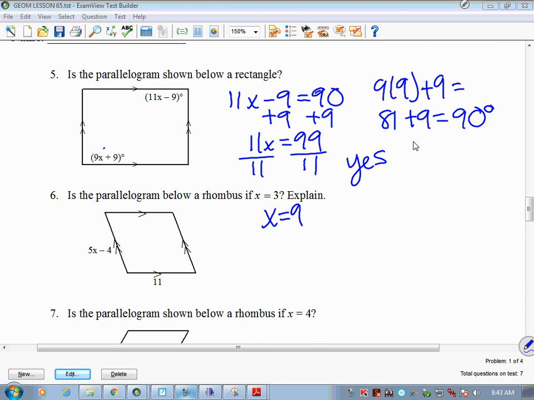And you could have done it the other way around. You could have said 9x plus 9 equals 90, subtracted 9, got the 81, divided by 9, got x equals 9, and plugged it into the 11x minus 9. Either way would work. But my answer there is yes.